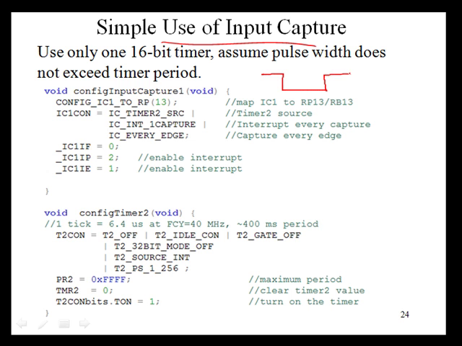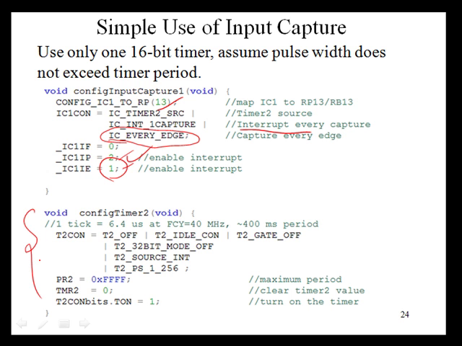We're going to assume that this pulse width does not exceed the timer period. So in this case, we're going to first of all configure our input capture module. The IC1 input needs to be mapped to a reconfigurable pin, so we're going to map it to RP13. We're then going to configure the input capture to use timer 2 as the base timer source, and we're going to want to capture on every edge. And we're going to want to interrupt on every edge as well. We're going to enable our input capture interrupt by setting priority greater than 0 and setting the input capture interrupt enable bit to a 1.